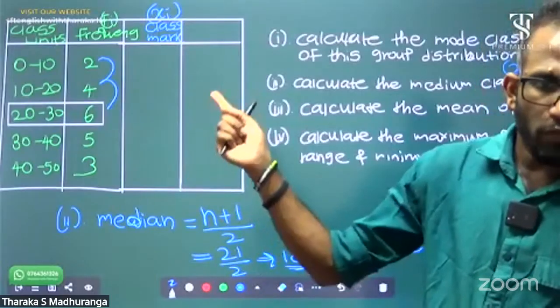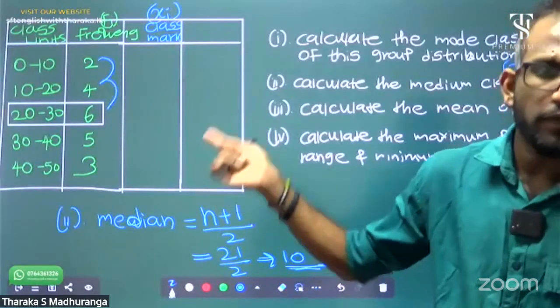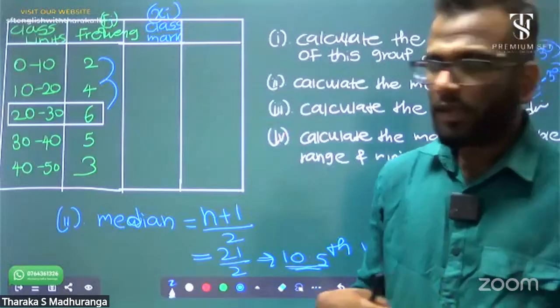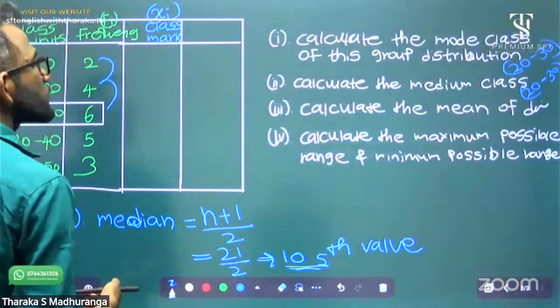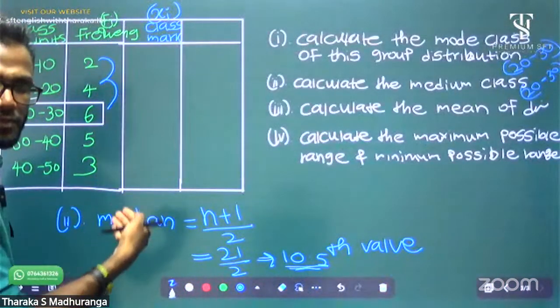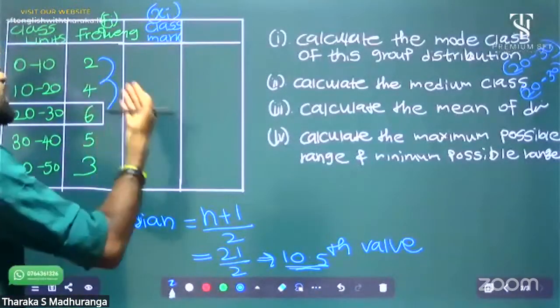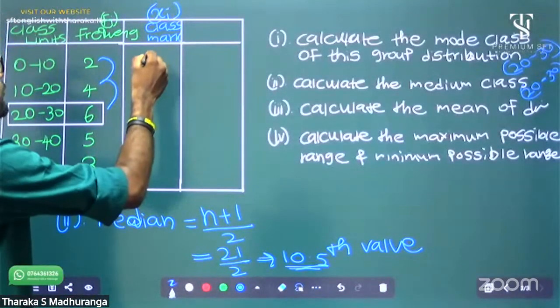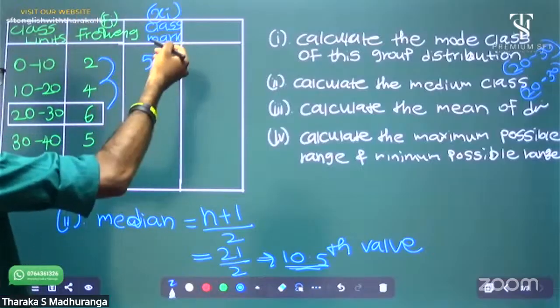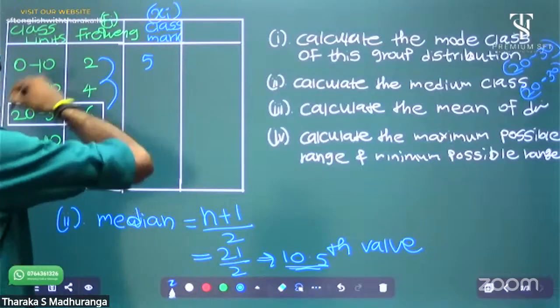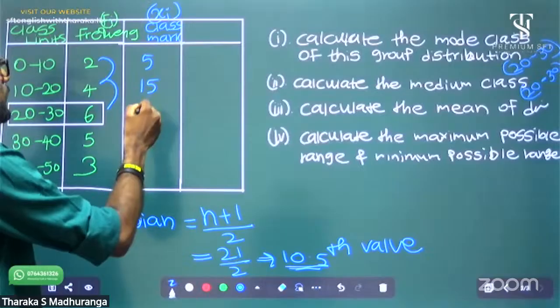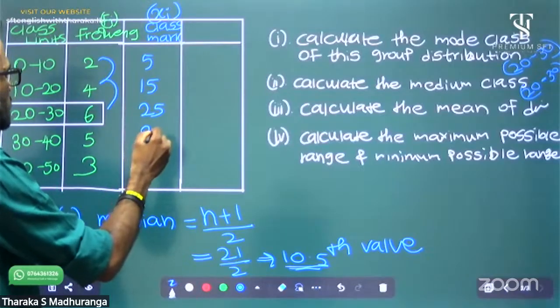I told this only for class mark, we can use class limits as well. Make it a noting point, because it is a continuous group frequency distribution, class limits equal class boundaries. Okay, it's 5, no? 10 plus 0 divided by 2. 20 plus 30, 15, 25, 30.